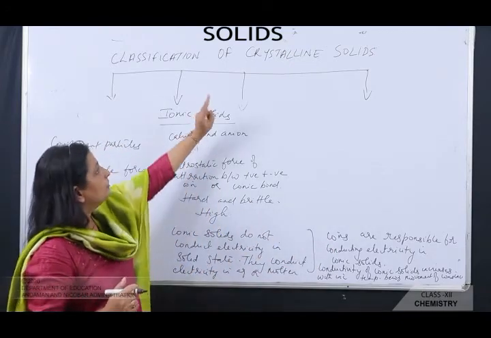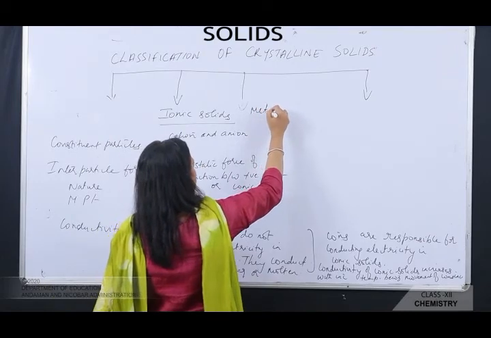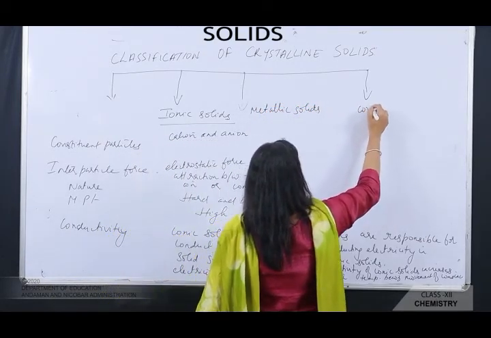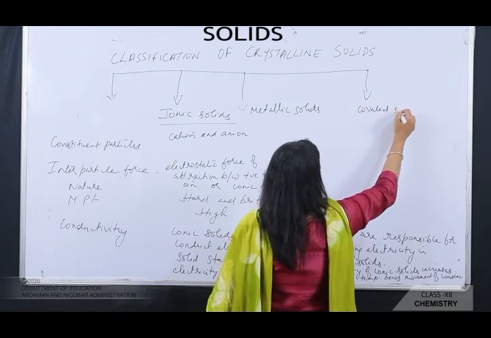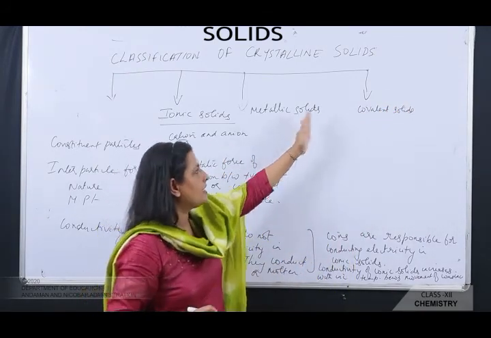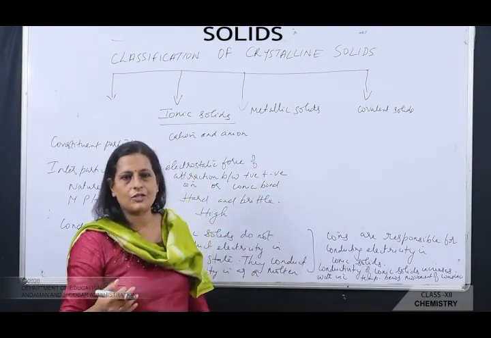So, two solids you have to deal with next are metallic solids and covalent solids. This I will take in the next class. Okay, metallic solids and covalent solids we'll study in the next class. So just go through this much. So remaining will continue in the next class.